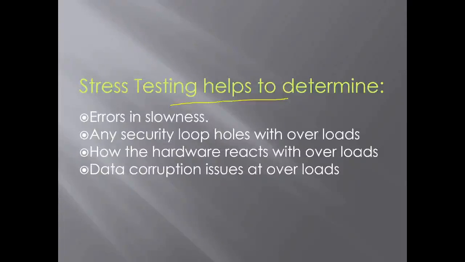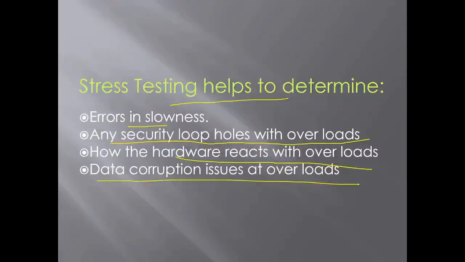Trace testing helps to determine errors in slowness and any security loopholes with overloads, as you increase the overload. If there are memory leaks or any security loopholes in the system, that will be detected. It also shows how the hardware reacts with overloads, and data corruption issues of overload. Sometimes, if the data is overloaded, some of the data will be corrupted or not stored in the database, will be missed out, lost. So this will all be detected if you perform trace testing.